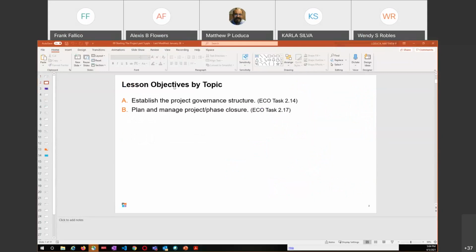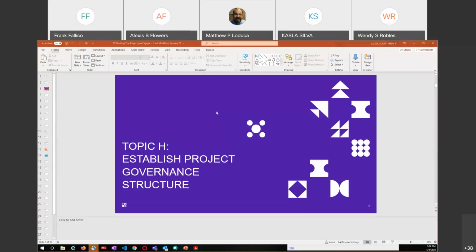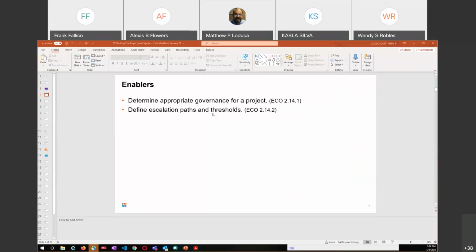So the objectives here: establish the project governance structure and plan and manage project phase closure. So our first topic here, topic 8, establish project governance structure. Our enablers here: determine appropriate governance for a project. So that's one of the things we need to be able to do, and define escalation paths and thresholds. So we talked about that a little bit.